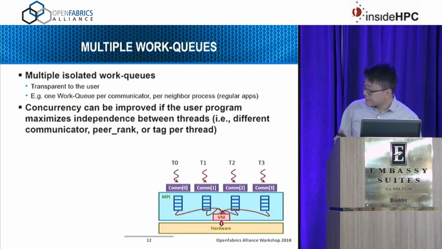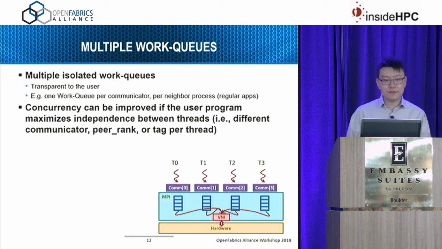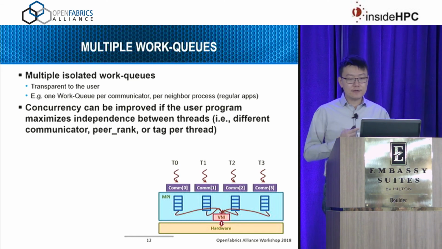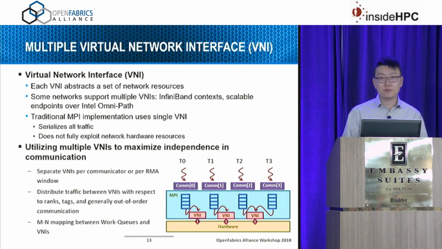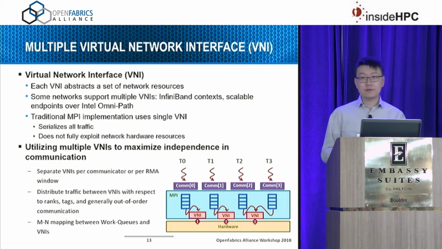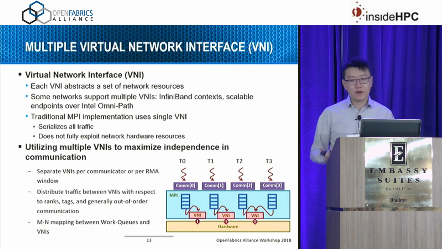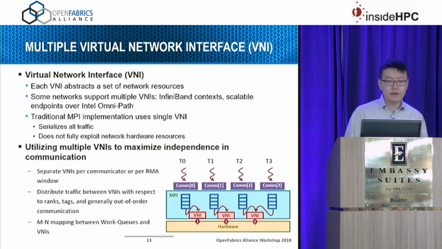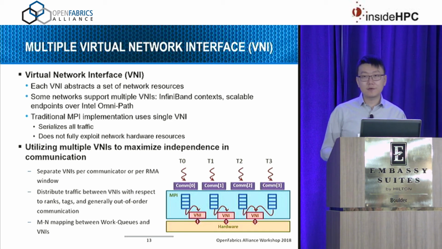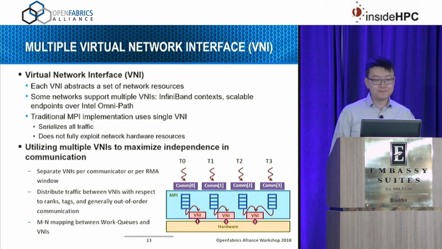But if you look at all these queues, after all the work has been put into them, it all needs to be issued on what we call a virtual network interface, a VNI. A VNI is basically an abstraction of the network resource that MPI can use for communication. For OFI, this could be the endpoint or the context in a scalable endpoint. It can also be the network context in IB Verbs, or a UCX worker.